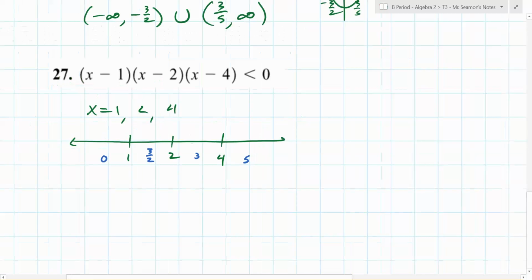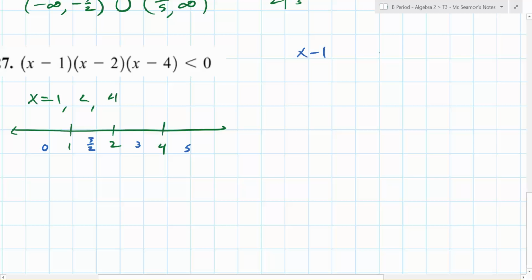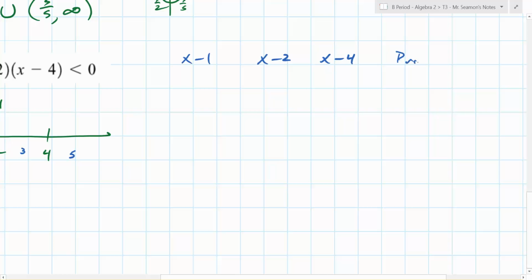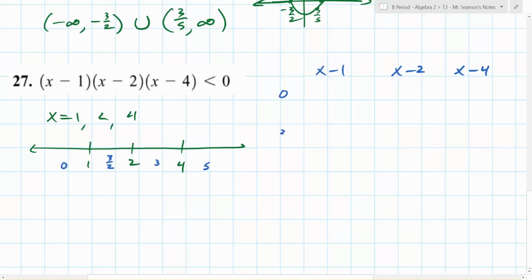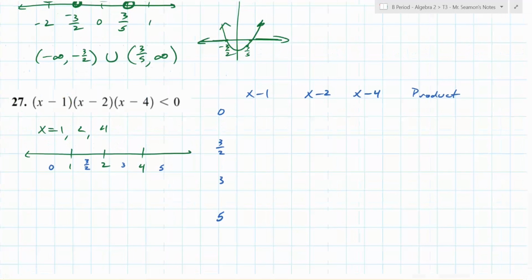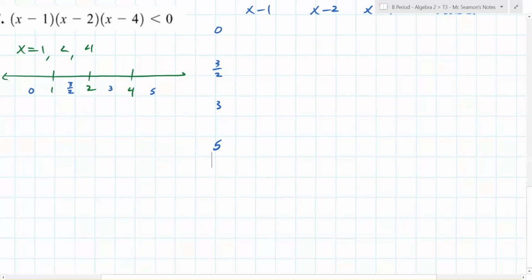And this is where making that chart is really helpful. So you have x minus 1, you have x minus 2, you have x minus 4, and you have the product. So then we have our numbers 0, 3 over 2, 3 and 5. Fill in that chart, do that for yourself, okay?